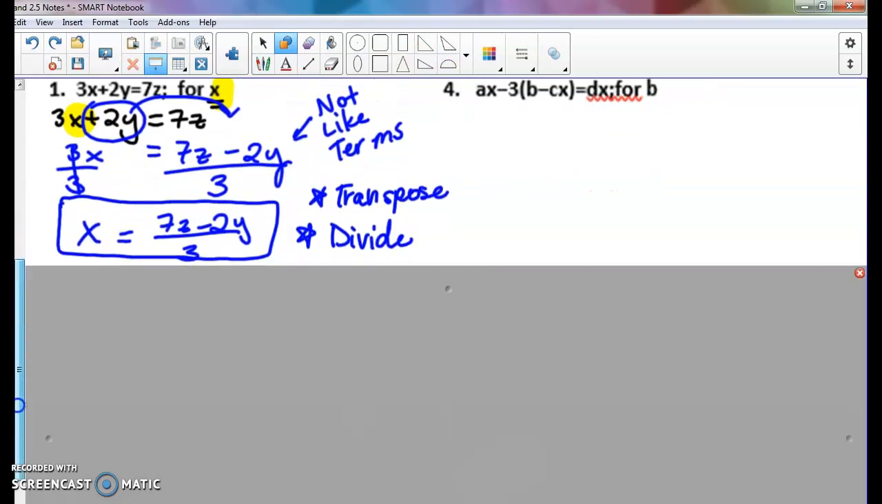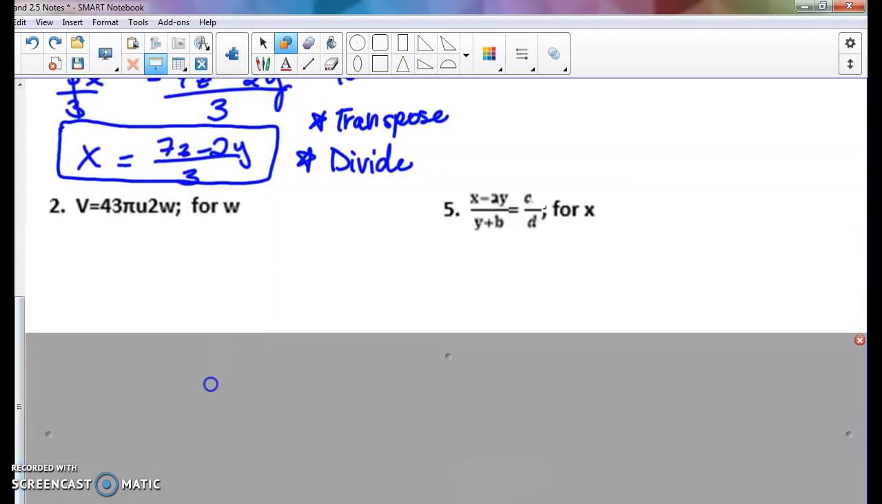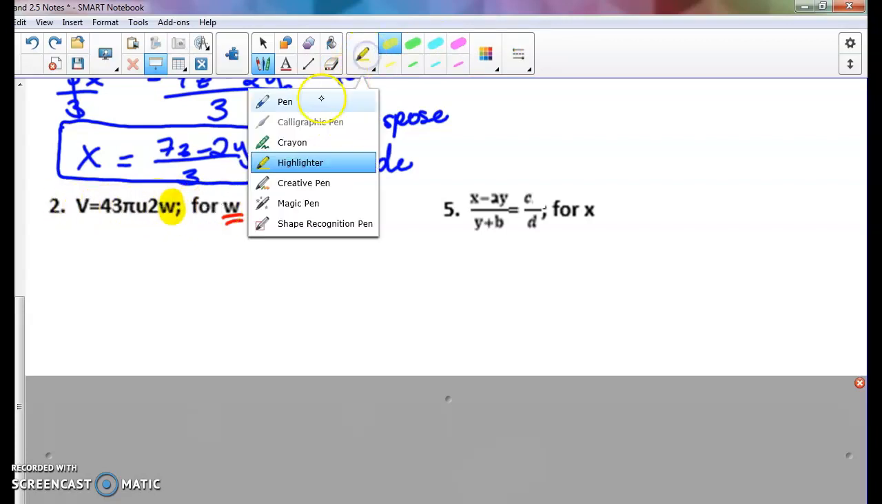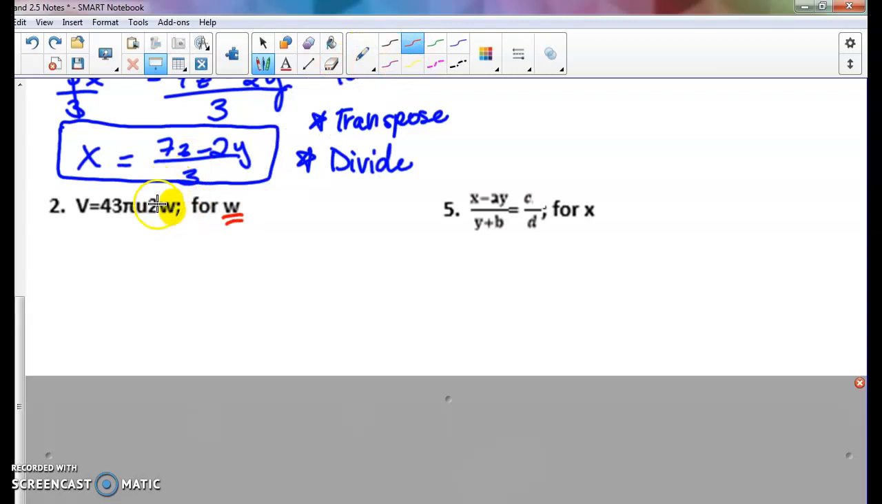Okay, for our next example, we scroll down here to example 2. We have V equals 4/3 pi u squared w. And if you notice, all of these are side by side by side by side. So when we're asked to solve for w, first thing we've got to do is find where w is. There's a w, and that's the only w we have.